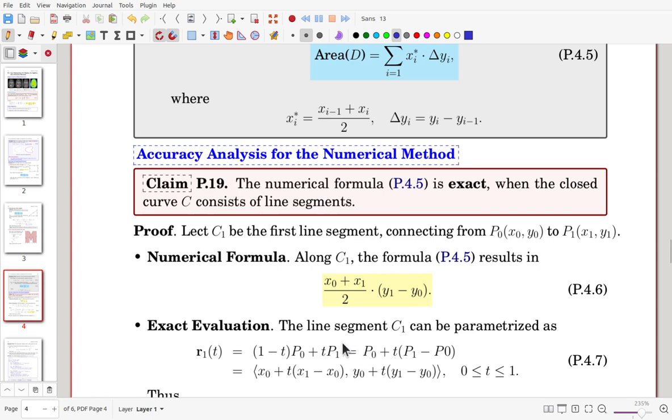Now for the line segment, we'll try to get the exact value. In order to do that, we need a parameterization r1 of t.